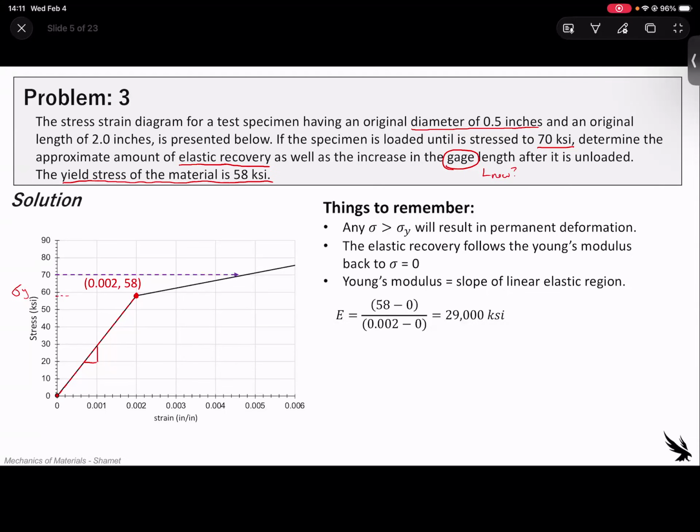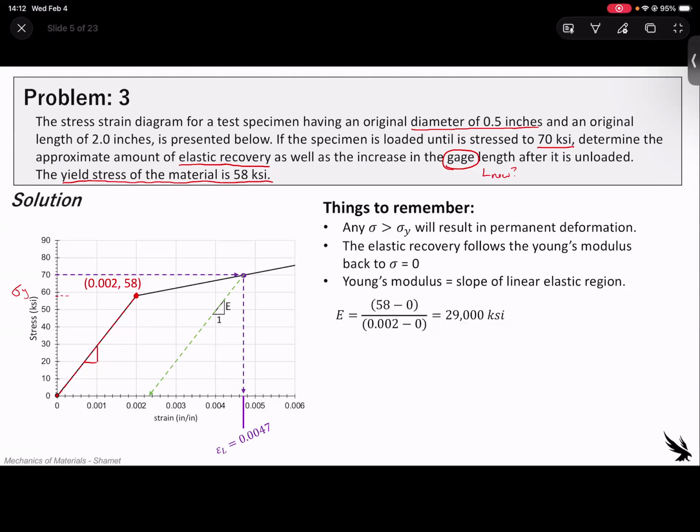So for the elastic recovery, we are told that we load it up to 70 KSI, which is shown there on the purple line here. Remember, if you have a problem like this, make sure you understand that the y-axis is the stress and the x-axis is the corresponding strain, which leads to deformation. So the 70 KSI right here, once we load to 70 KSI and then unload and remove the stress, it would follow back using this green line, which is the Young's modulus.